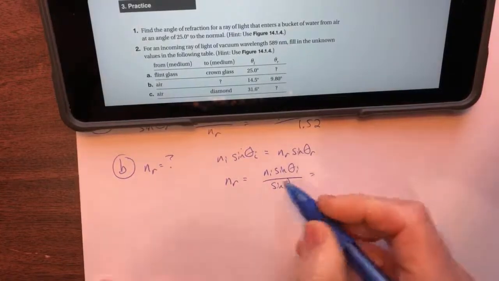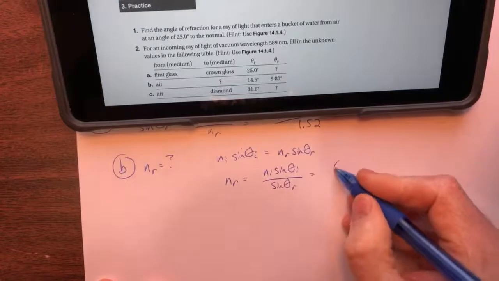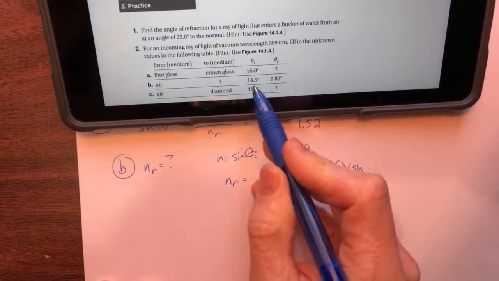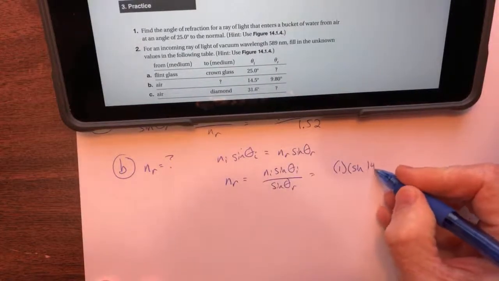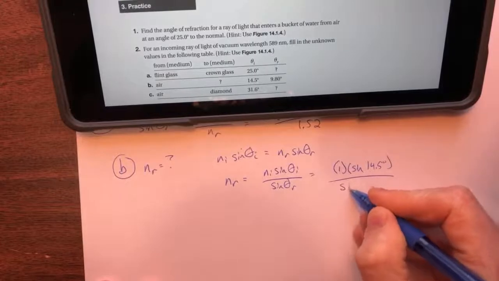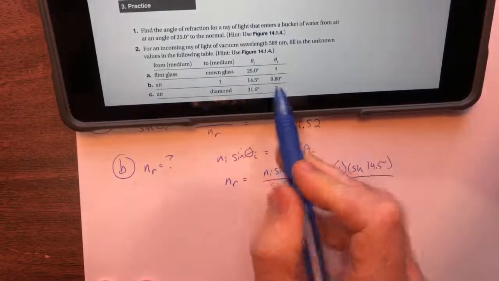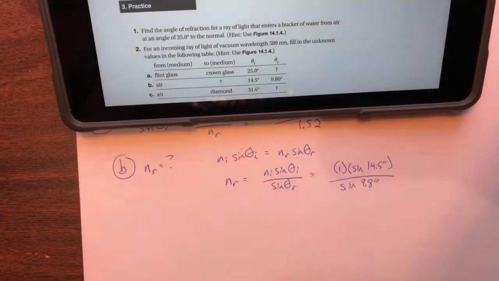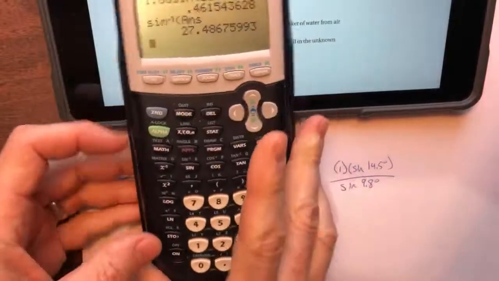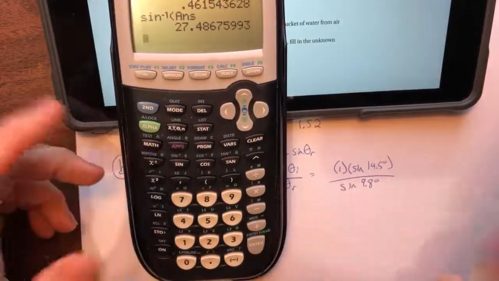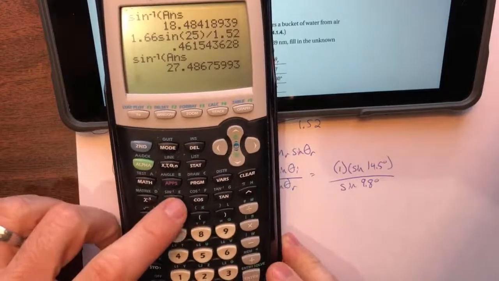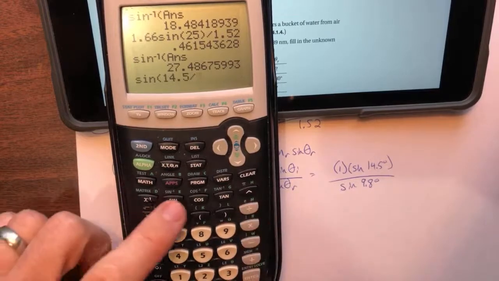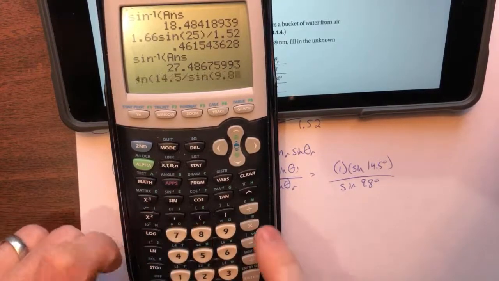Let's plug in some numbers. NI, we know air, once again, is just 1. And it's coming from an incident angle of 14.5 degrees. And on the bottom, it's going to bend toward the normal, and so we get an angle of 9.8 degrees. Let's see what that is. We can just ignore the 1. That's going to be your sine of 14.5 divided by sine of 9.8.